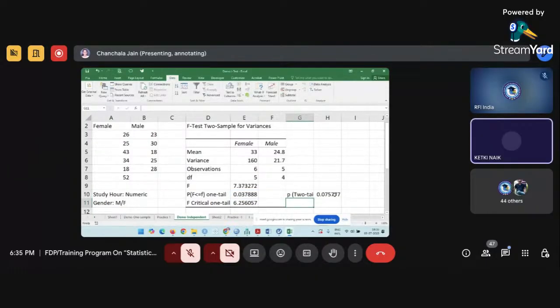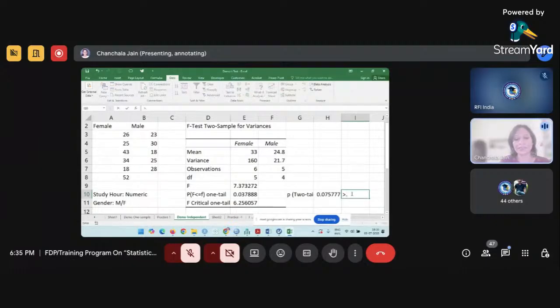The value I am getting, I need to compare with the level of significance. It is 0.07, which is greater than 0.05. That means I need to hold or accept the null hypothesis. But you need to understand this is for the F test, so you need to understand what the null hypothesis of the F test is. I have not told you that right now. In case of the F test, the null hypothesis will be, you can write here, variance is equal.